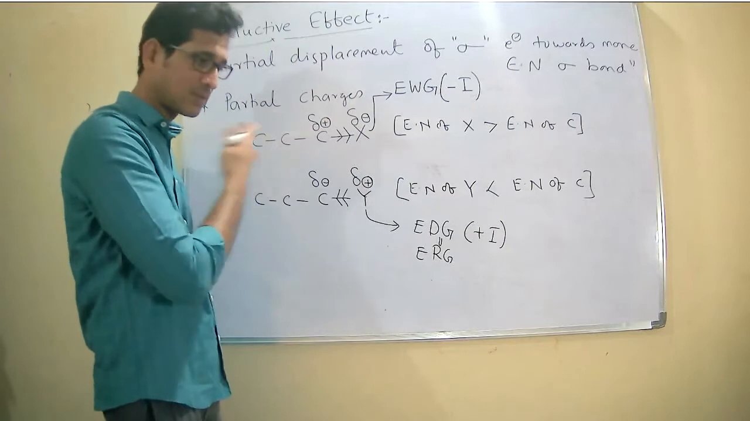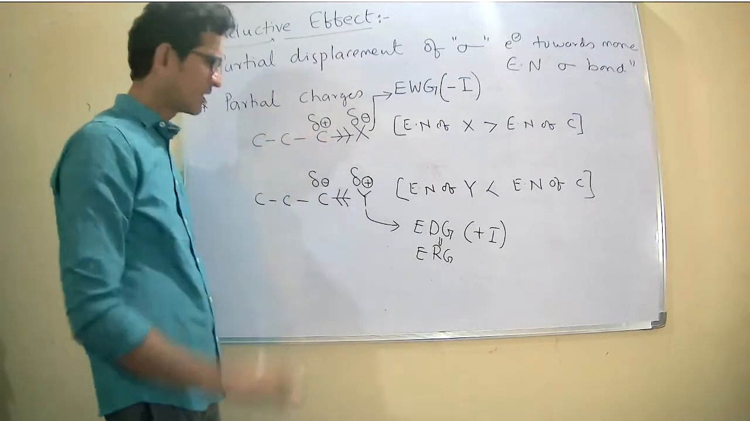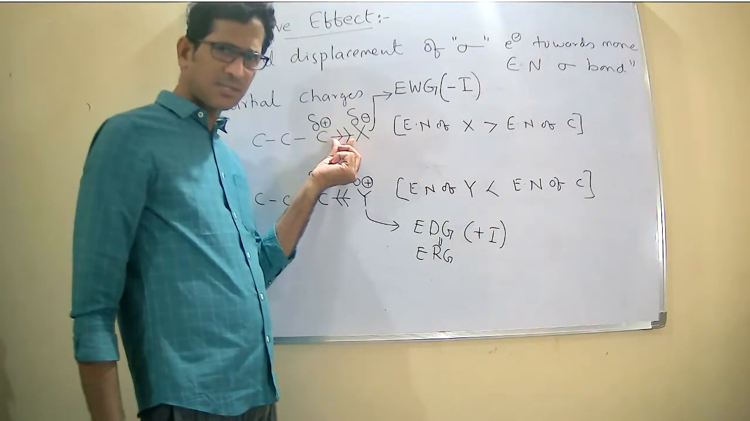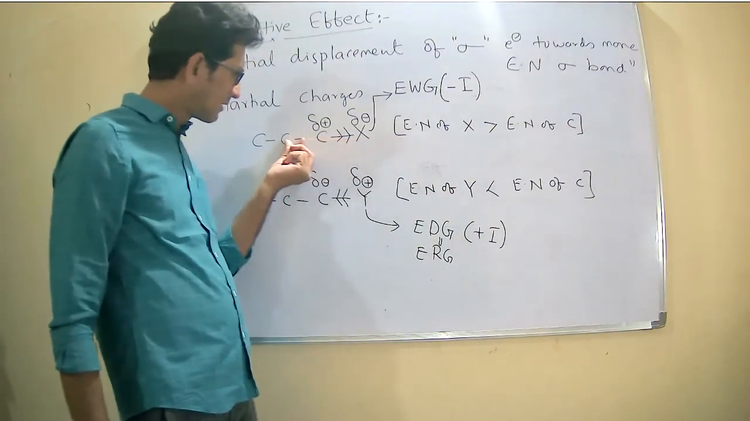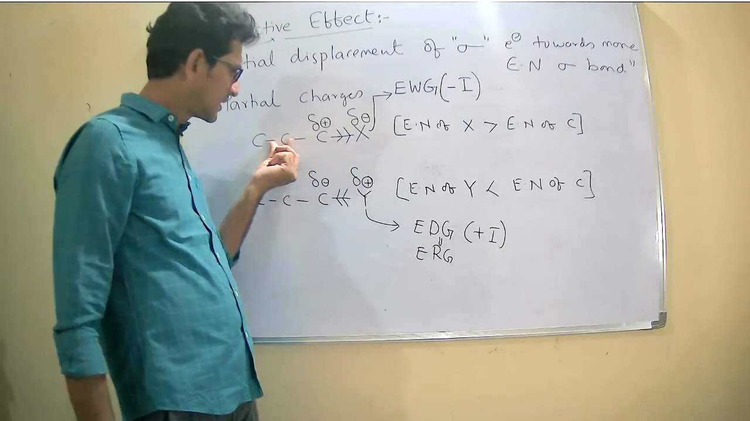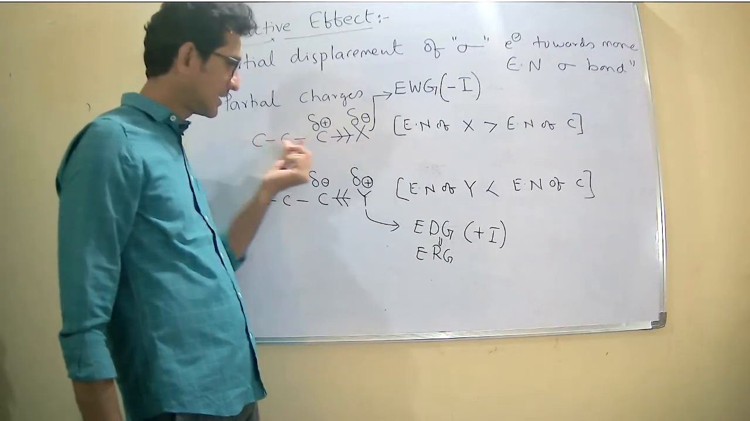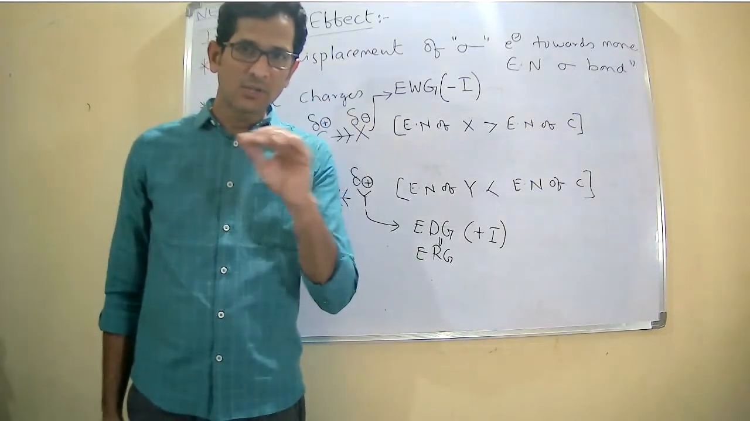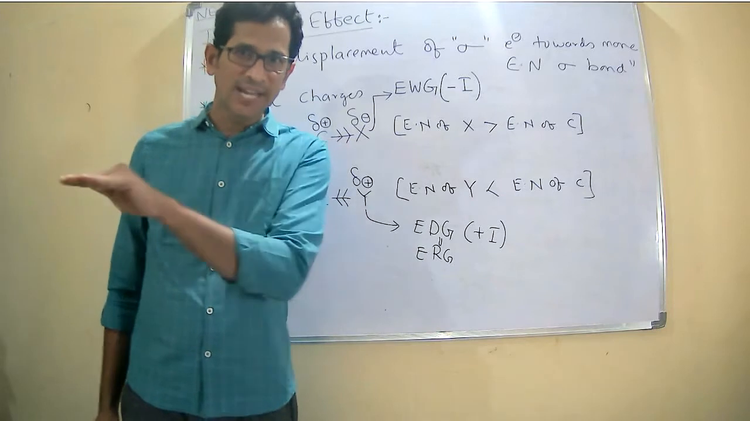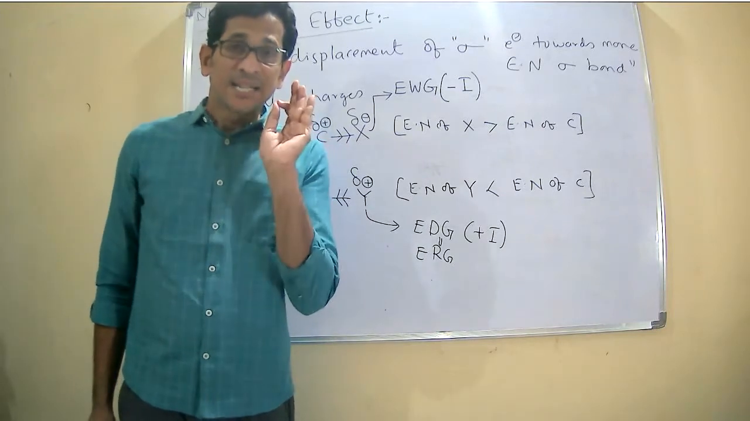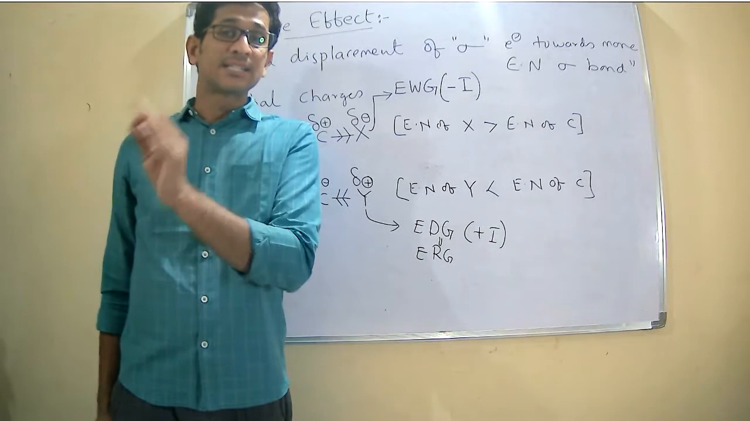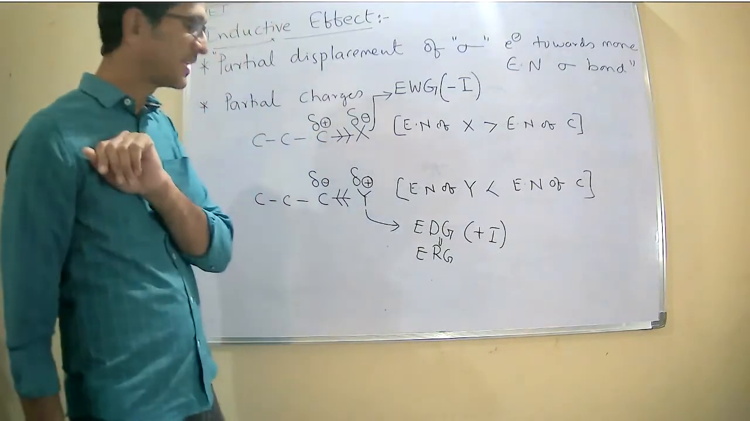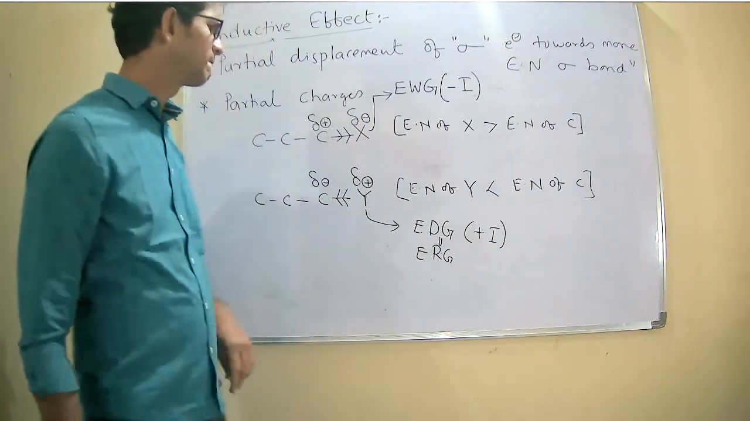Now see here, first we discussed only one bond, but we have so many bonds left through the main chain, depending on the length of the chain. So the inductive effect travels through the chain and decreases as the distance increases. Let me explain.